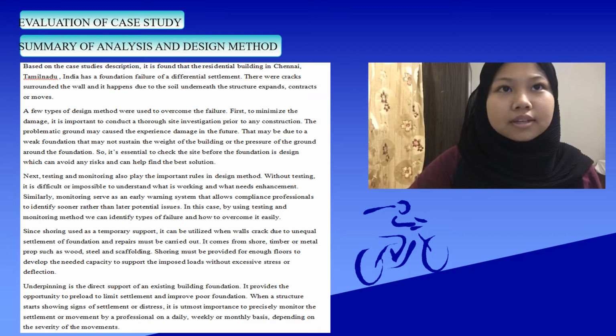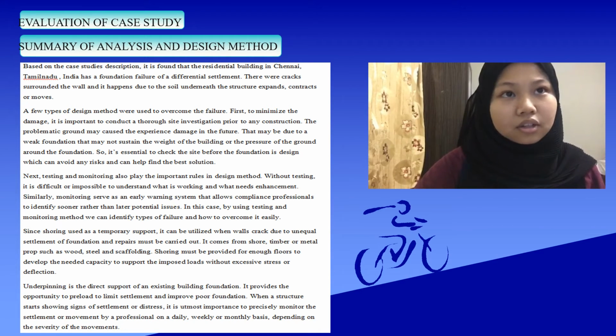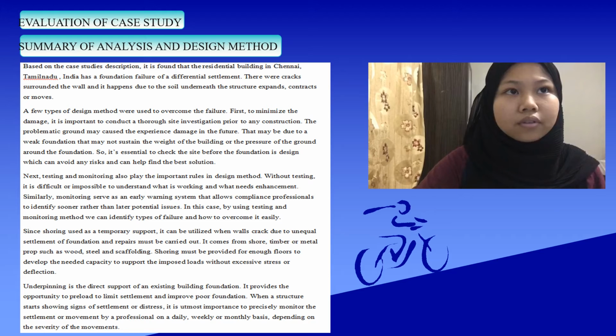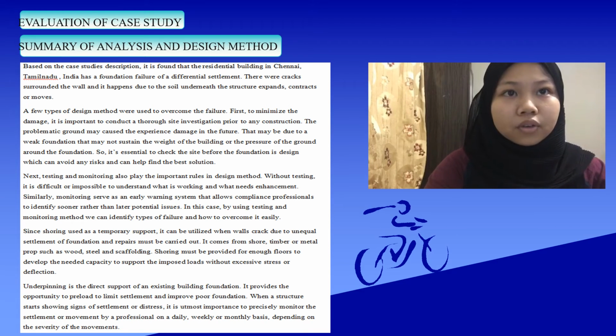So the first one is summary of analysis and design method. Based on the case study's description, it is found that the residential building in Chennai, Tamil Nadu, India, has a foundation failure of a differential settlement. There were cracks surrounding the wall, and it happens due to the soil underneath the structure expanding, contracting, or moving. A few types of design methods are used to overcome the failure.